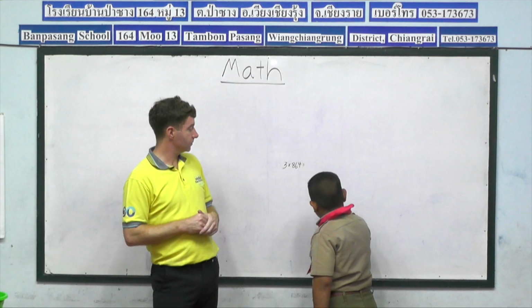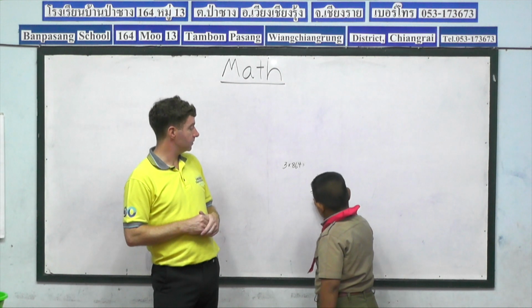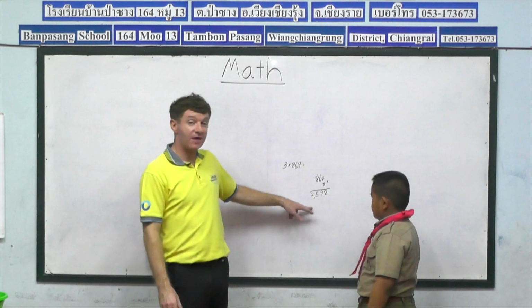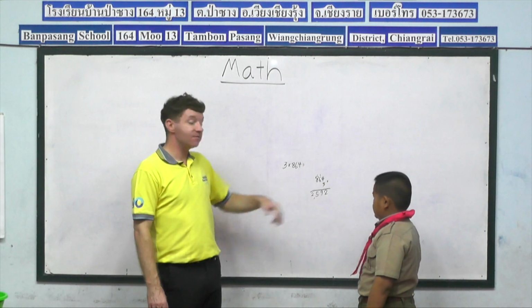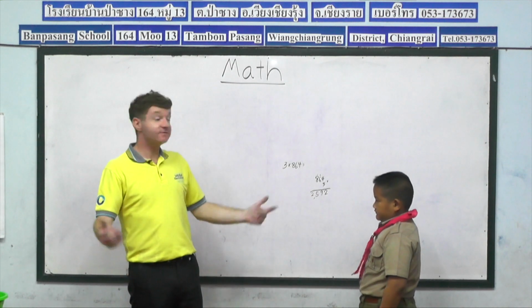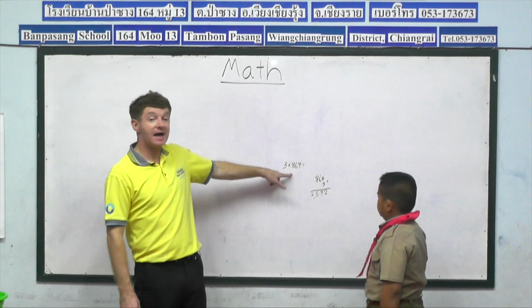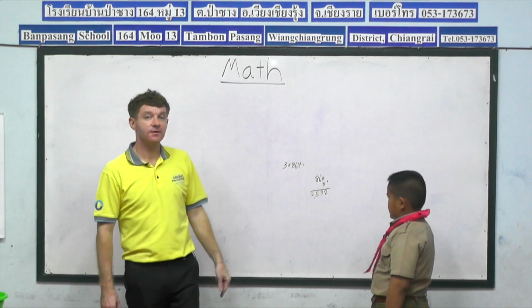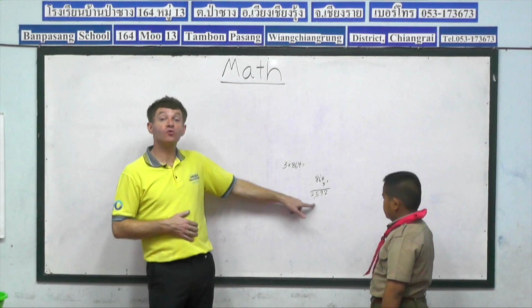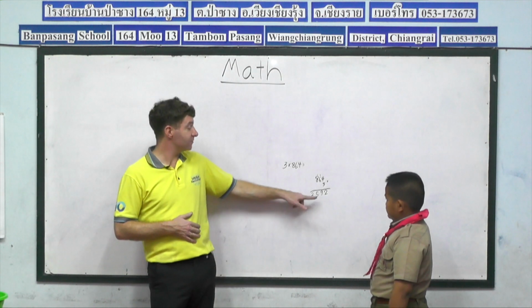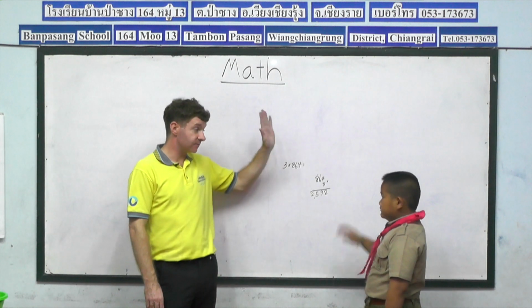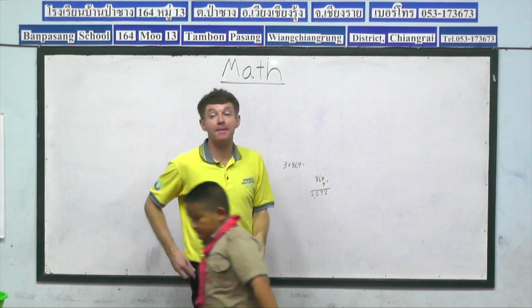Excellent. Plus the 1 is 25, so 5, 2. And there we are. We have our answer: 2,592. So we can say 3 times 864 equals 2,592. Ned, that was excellent. High five and a big round of applause for Ned, please, guys.